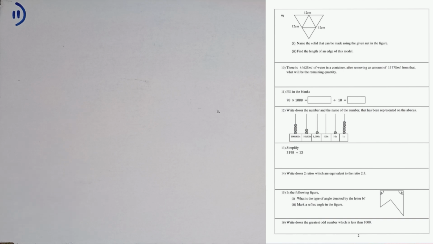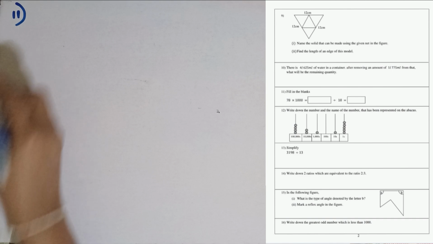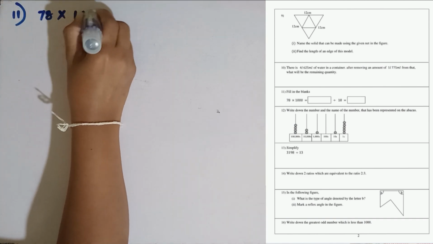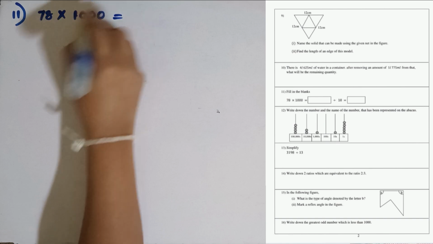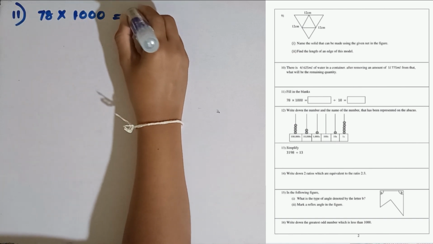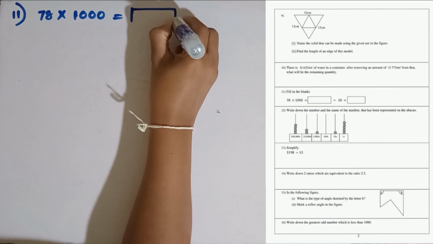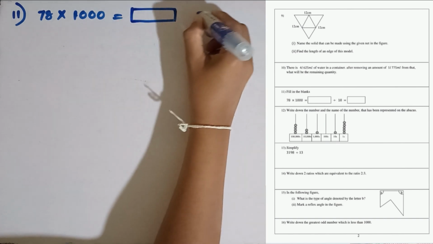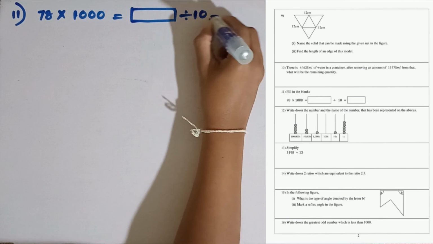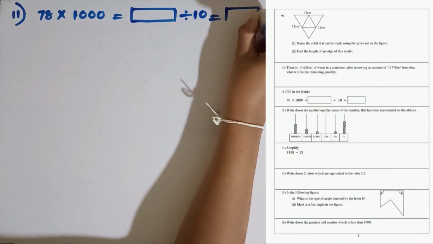Question number 11. Fill in the blanks. 78 multiplied by 1000. Then we have a blank here. Then again dividing by 10. Then equal to another blank.